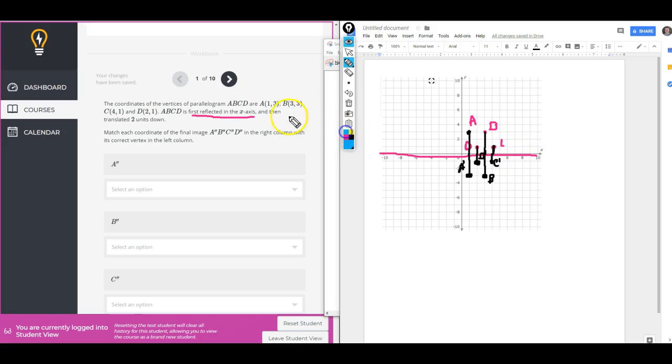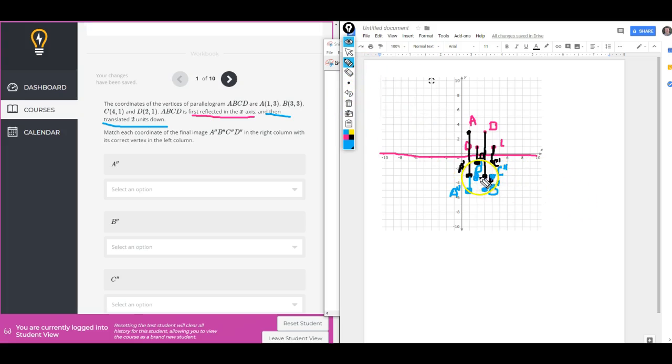Then it is translated down 2 units. So each of these are going to move down 2 units. So 1, 2. Here's A double prime. Here's D prime, so move it down 2 units. So this is D double prime. B is going to move down 2 units, so this is going to be B double prime. And C prime is going to move down 2 units as well. So this is going to be C double prime.